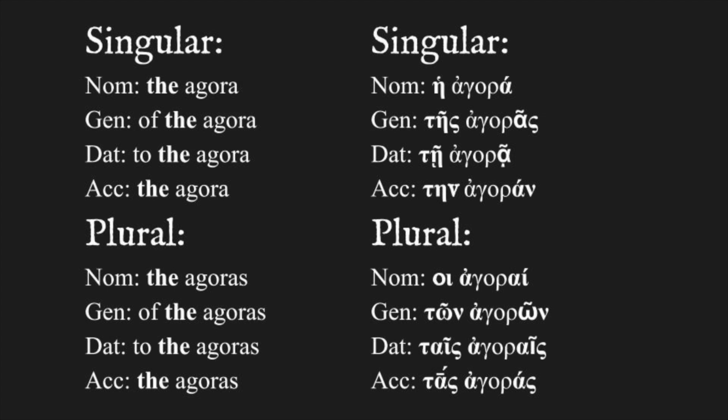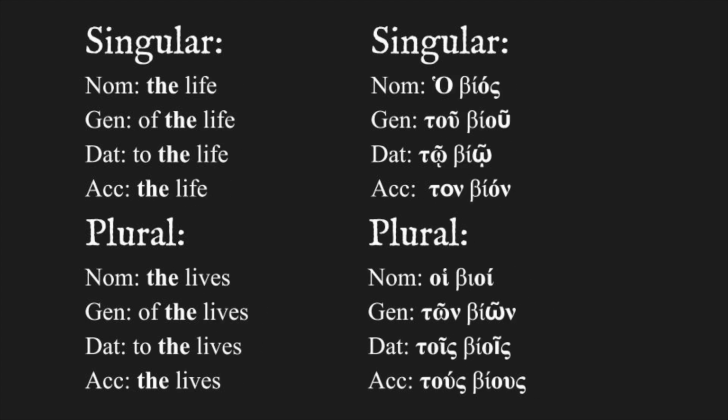So the English version of the article is just the word "the." And as you can see, in English, it does not change. However, in Greek, it does, as it changes based on the noun that it's governing. So it has to match in gender and case and number. This is the same thing, it's just a masculine noun, and you can see that it does not change in English. However, it does change in the Greek based off of the noun that it's governing.